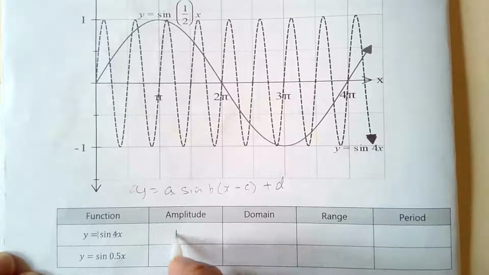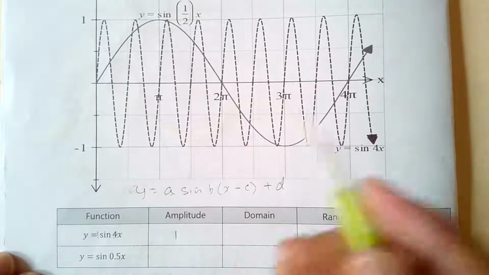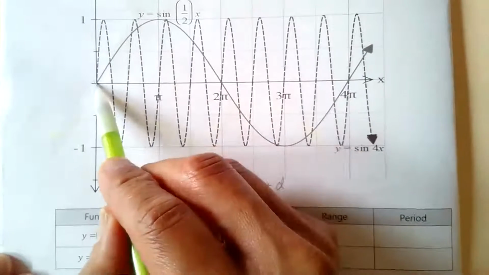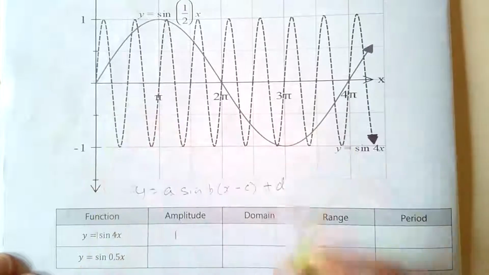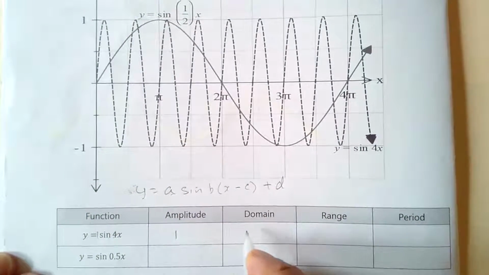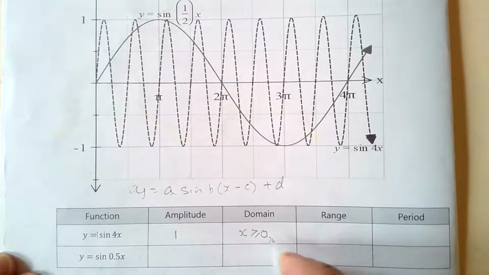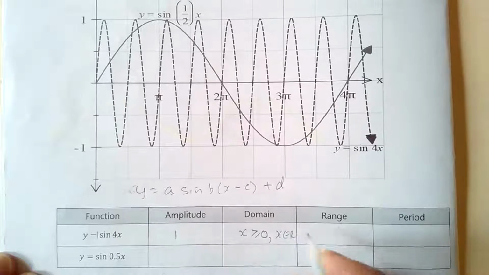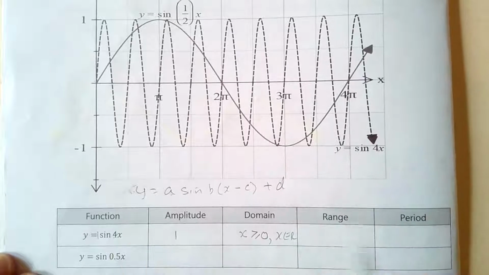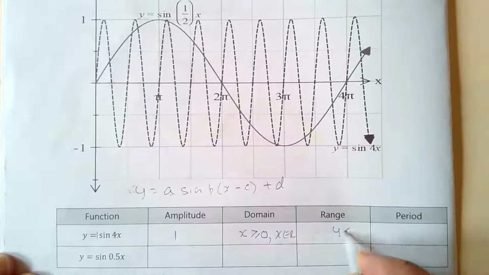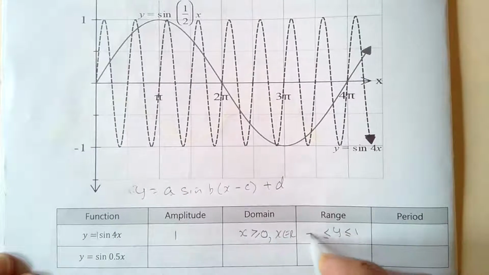So amplitude is 1. Now they give us a domain, actually starting from 0 here because there's no arrowhead. So domain is where x is greater than or equal to 0, where x is a set of real numbers. The range is from -1 to 1.